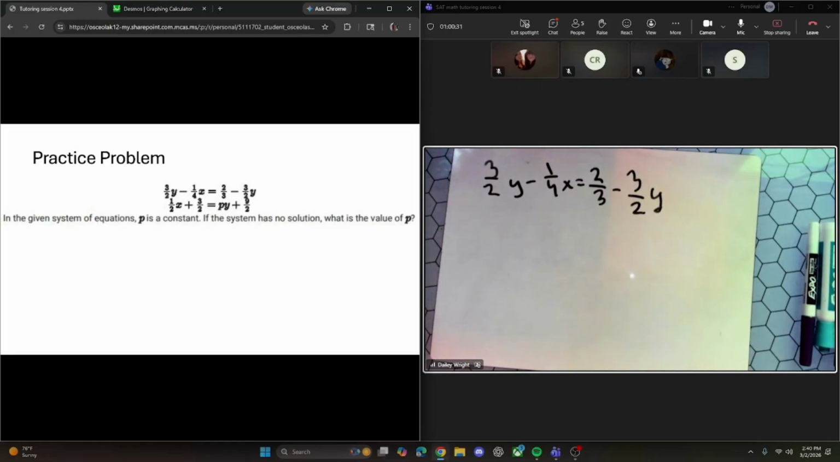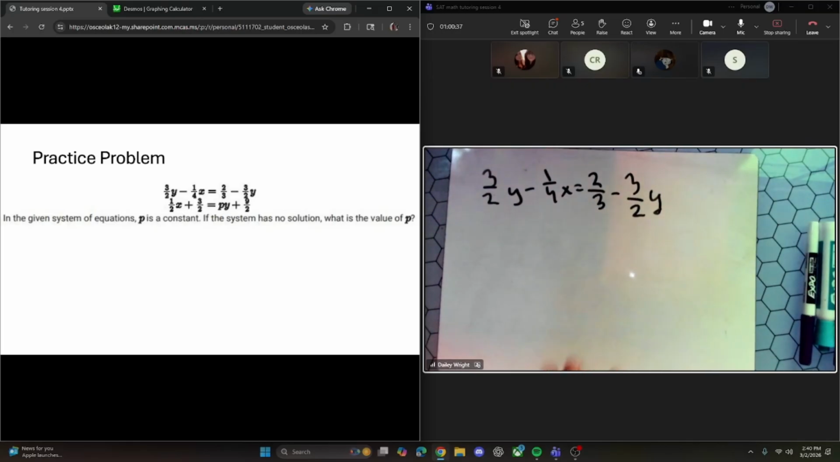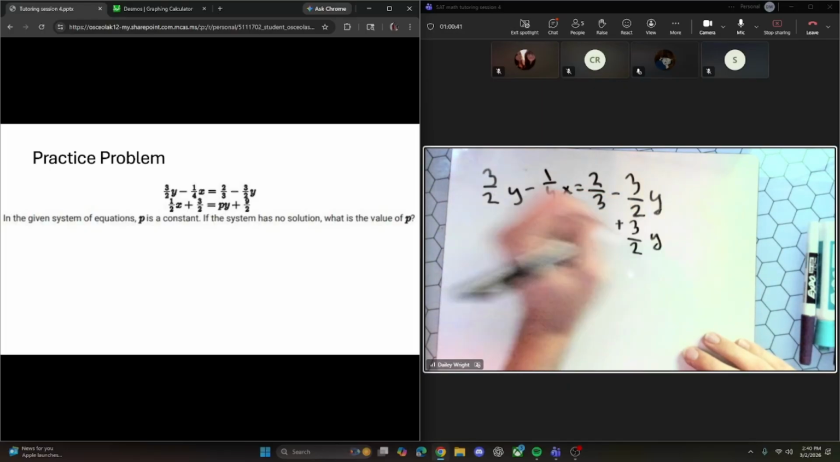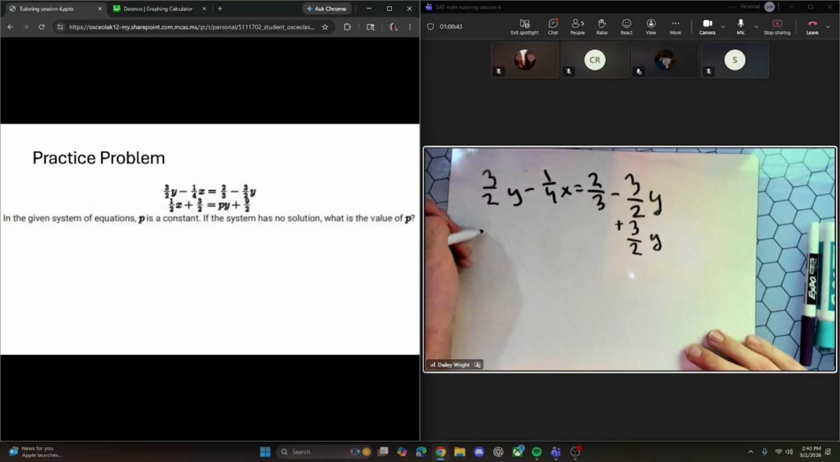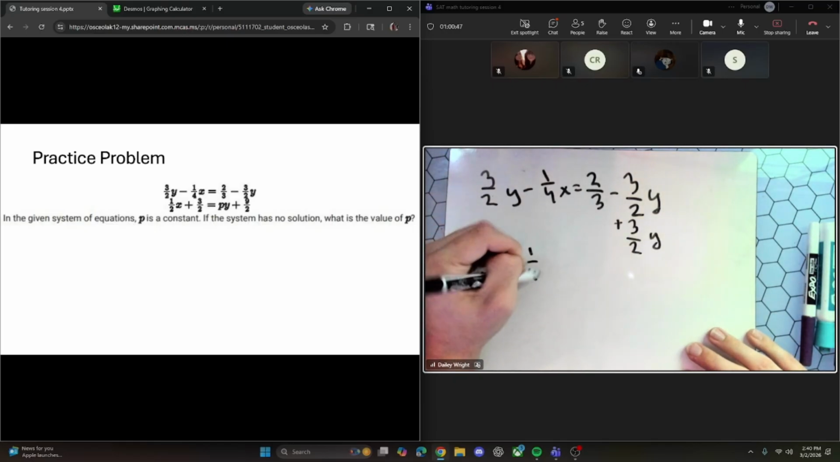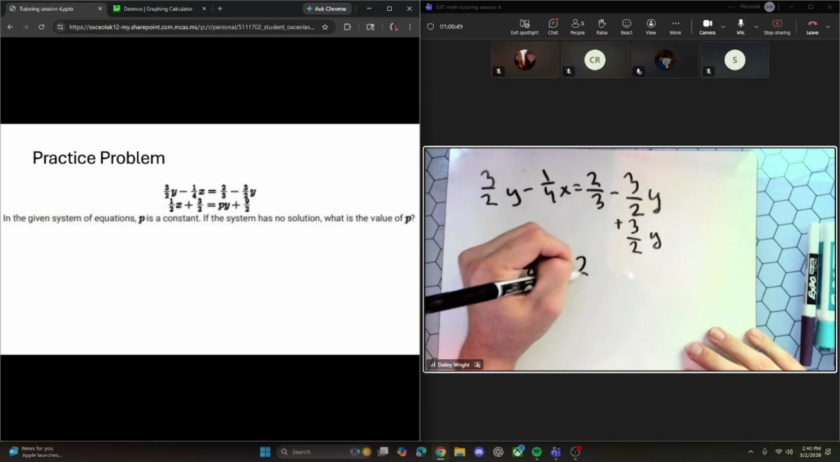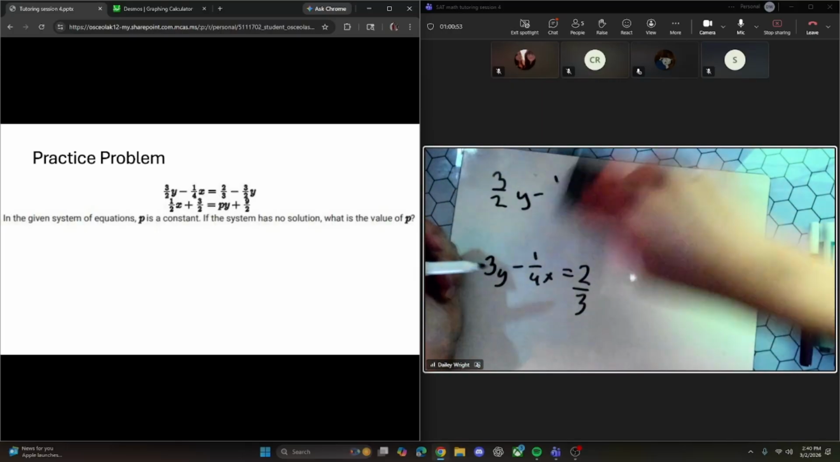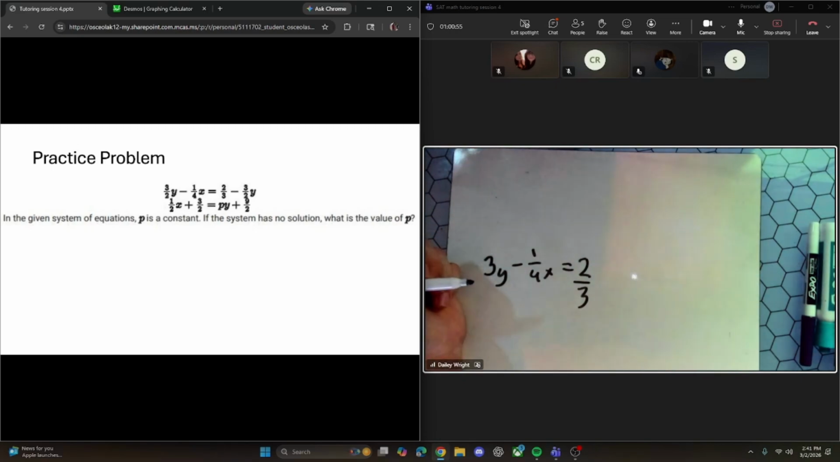So again, you want to simplify this as much as possible. I'm going to add this y, 3/2 y over, and that'll give me 6/2 y, or 3y. 3y minus 1/4 x equals 2/3. That's about as much as you can simplify that for now. I'm going to leave this equation here and then work on the second equation.